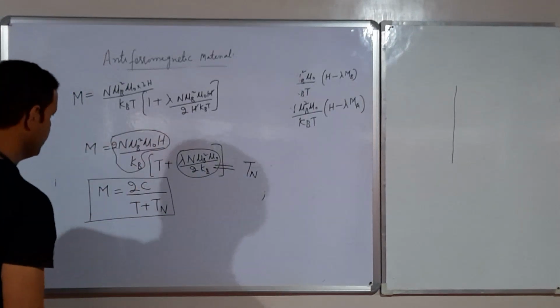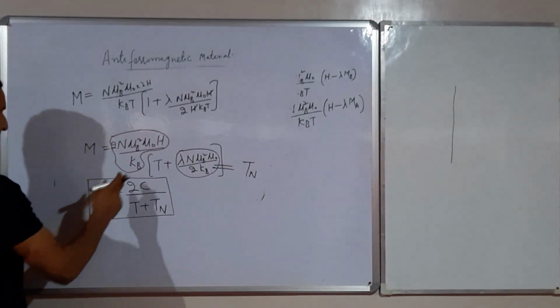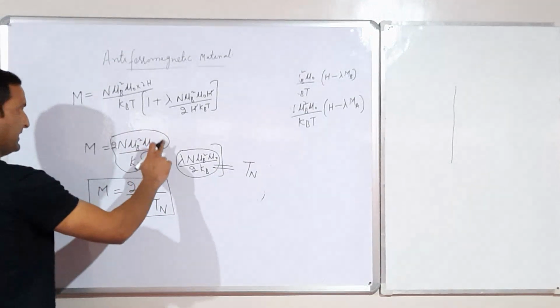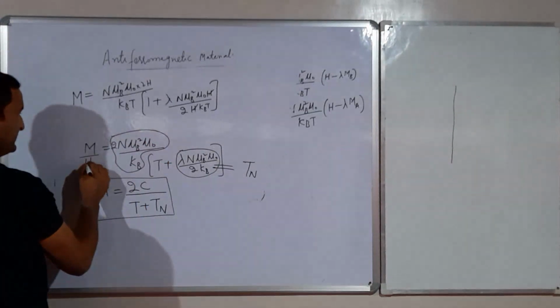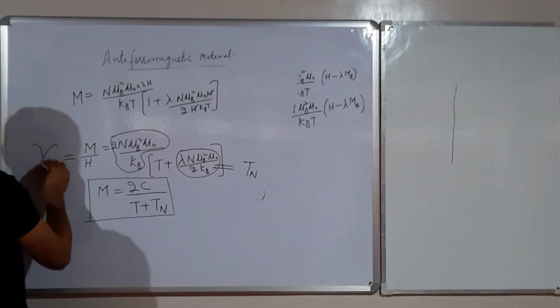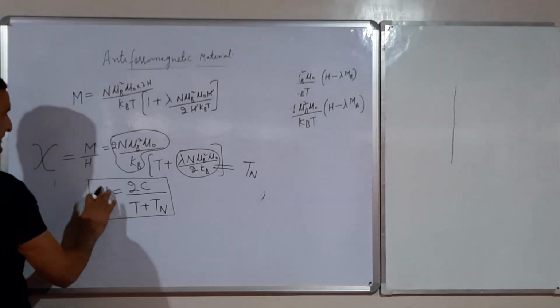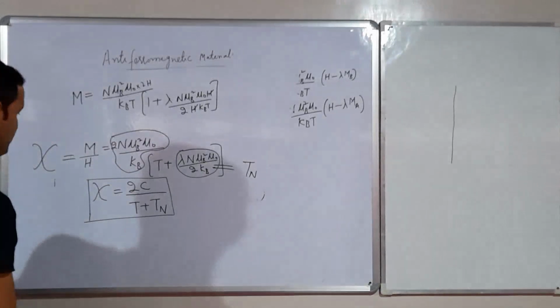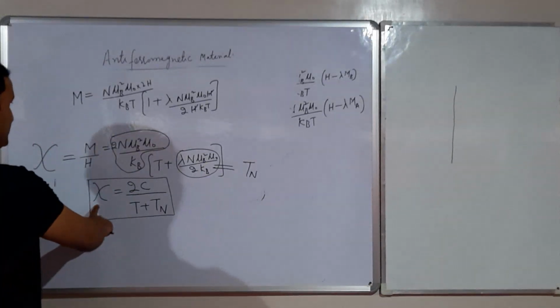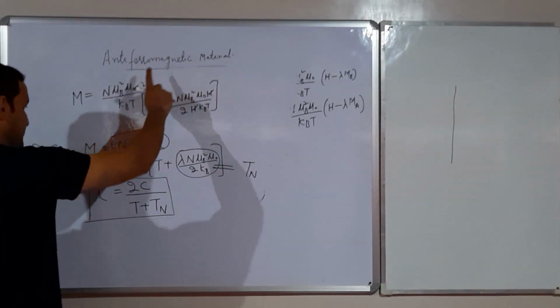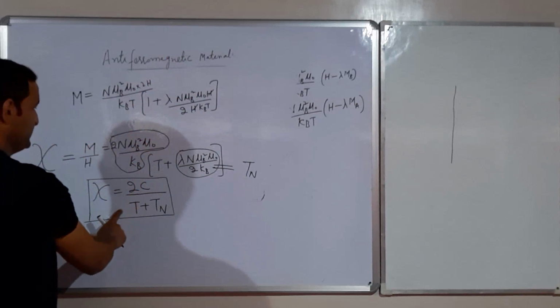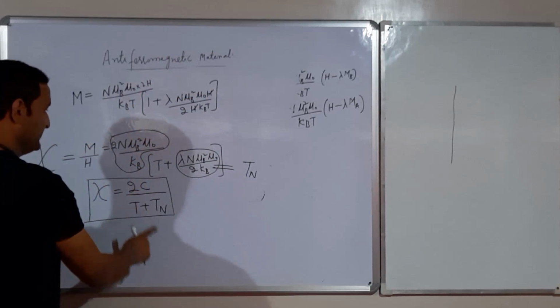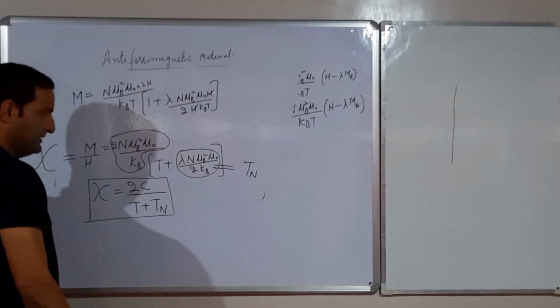So this is magnetization. Here in place of H we can divide it, that will be equal to susceptibility. So we can write here susceptibility. So magnetic susceptibility in the case of antiferromagnetic materials will be equal to twice C divided by T plus Tn.